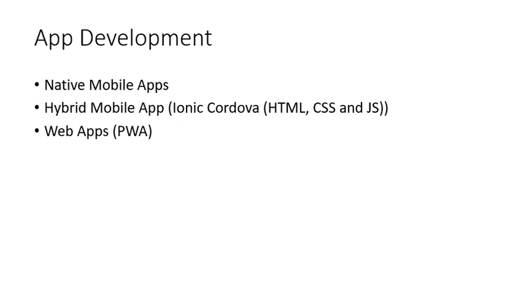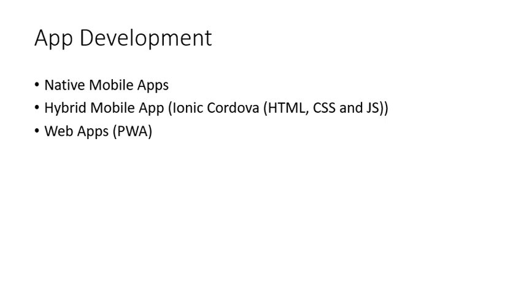In app development, we have native mobile applications such as Android application development and iOS application development. Then we have hybrid mobile applications, such as mobile apps built using the Ionic framework, and then we have web apps, progressive web apps. Basically, it's a web application which runs as a mobile application on mobile, so it's called a progressive web app.